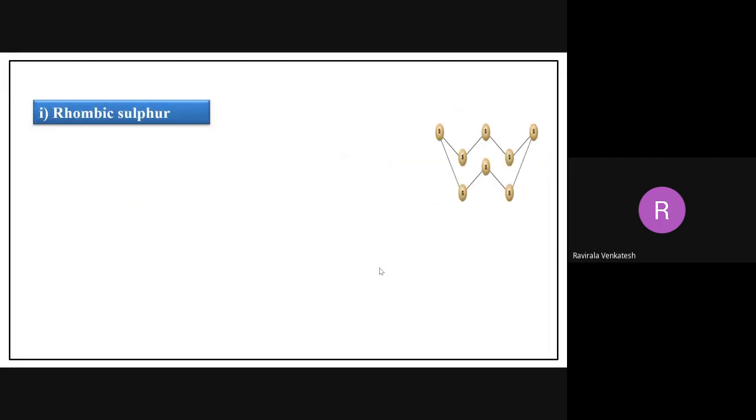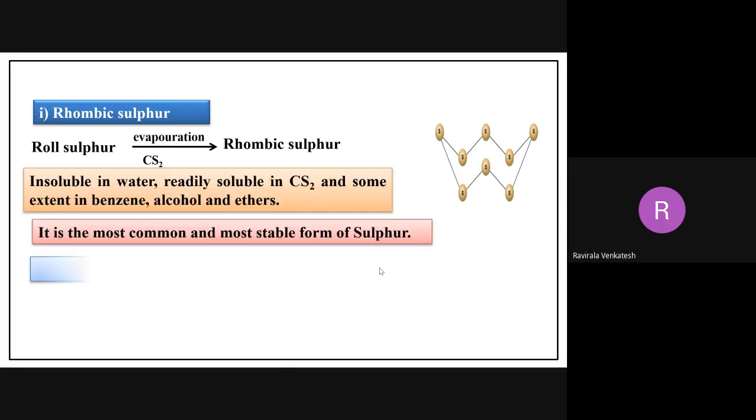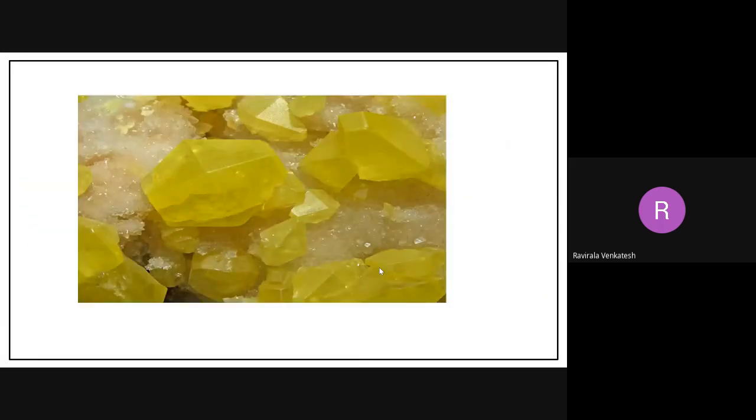Next, first we will discuss what? The first type of allotrope, rhombic sulfur. We'll see what happened. Rhombic sulfur, right? So I will show how rhombic sulfur looks. I will show that one first of all. Later we'll discuss everything. This is the rhombic sulfur beta. It looks like this. Have you seen such a structure? Have you seen rhombic sulfur?